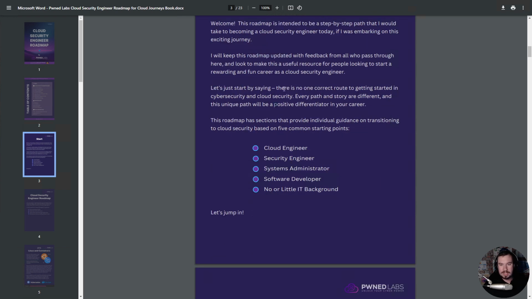So let's just start by saying there is no one correct route to getting started in cybersecurity and cloud security. I love this, right? A lot of people say, hey, you have to follow this path. No, you don't. And that's the beautiful thing about IT, and the beautiful thing about cybersecurity, and the beautiful thing about pen testing. You don't have to work IT support before you're a pen tester. You don't have to do this before you're a pen tester. All of us have different journeys. All of us have different paths to get here.